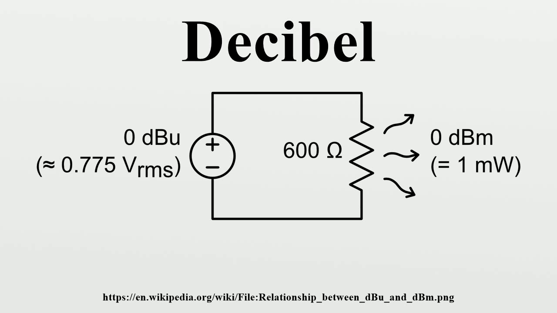A change in power ratio by a factor of 10 corresponds to a change in level of 10 decibels. A change in power ratio by a factor of 2 is approximately a change of 3 decibels. More precisely, the factor is 10^(3/10), or 1.9953, about 0.24% different from exactly 2.